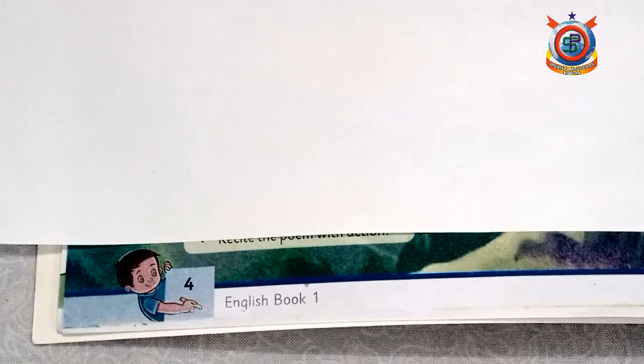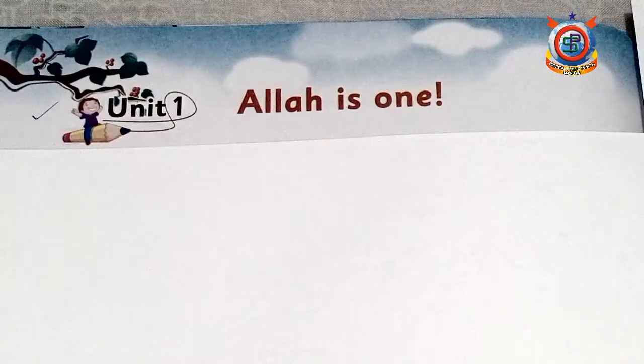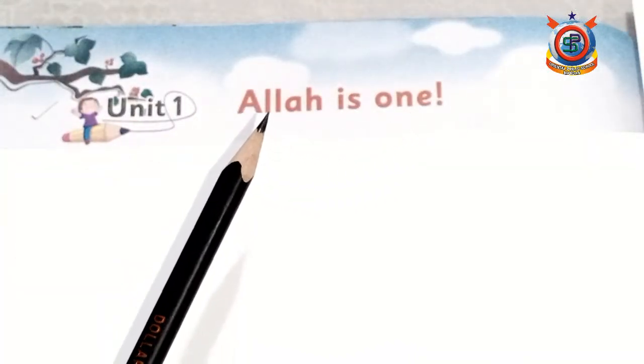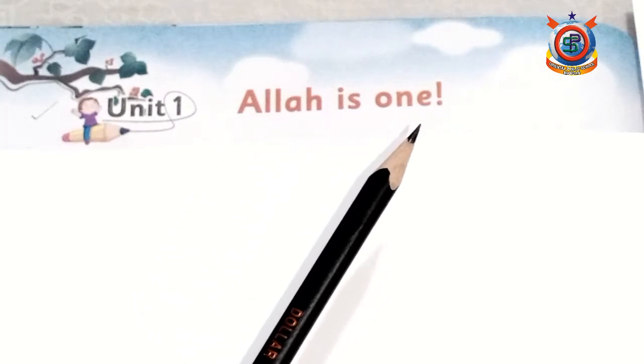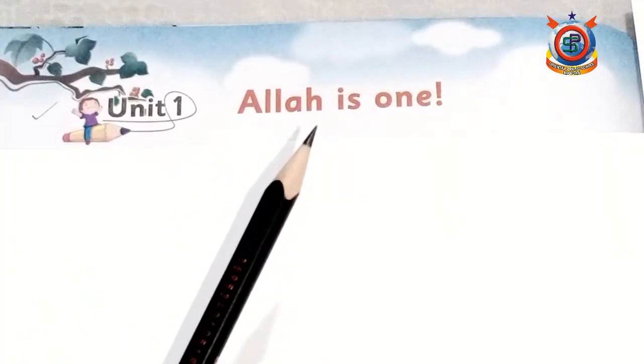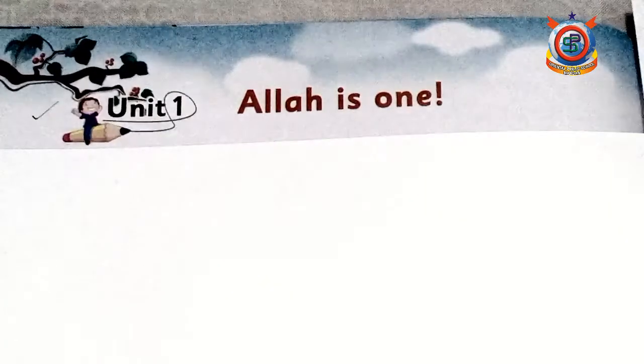Students, all of you open page 4. Can you see what is written here? This is page 4. All of you open this page. Hurry up. Students, this is unit 1 on page 4, and the name of unit 1 is Allah is one. What is the name of this unit? Allah is one. Very good.